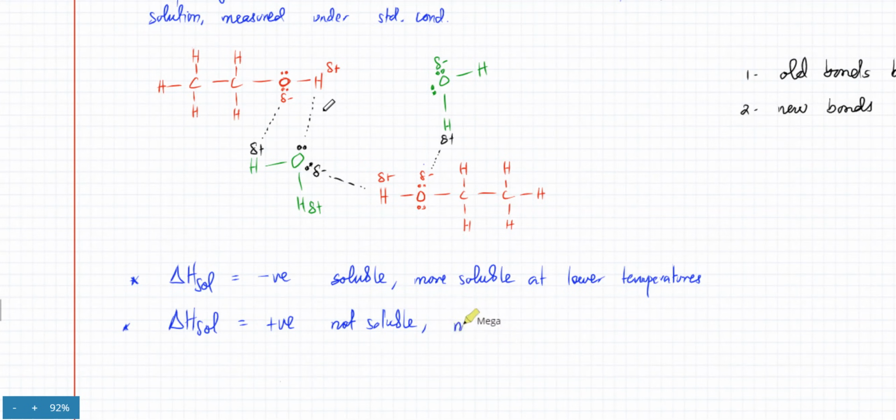And it would be more soluble at higher temperatures because endothermic processes require energy, so they would be more soluble at higher temperatures, because that's when you're able to provide it energy. So for example, melting of ice needs energy, so it's more feasible at higher temperatures.